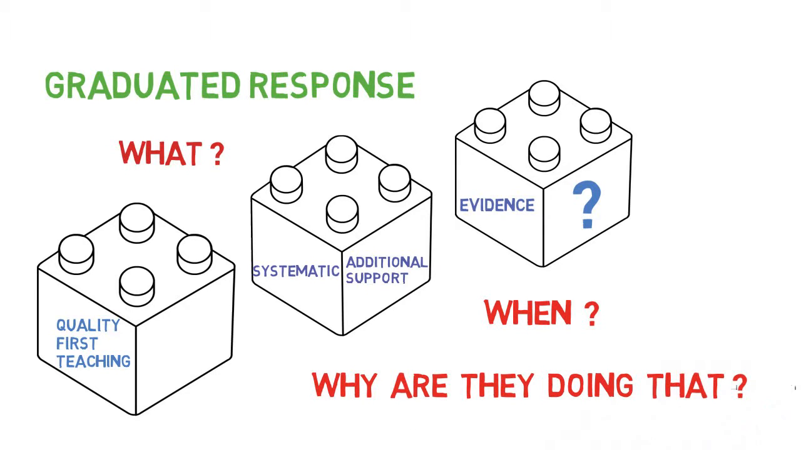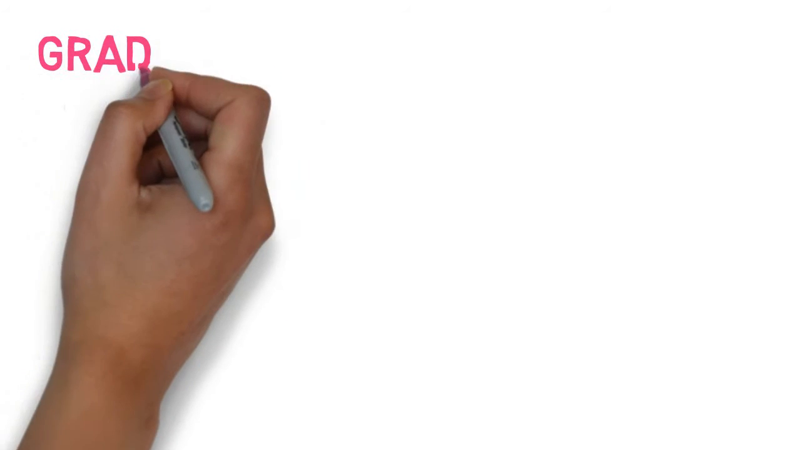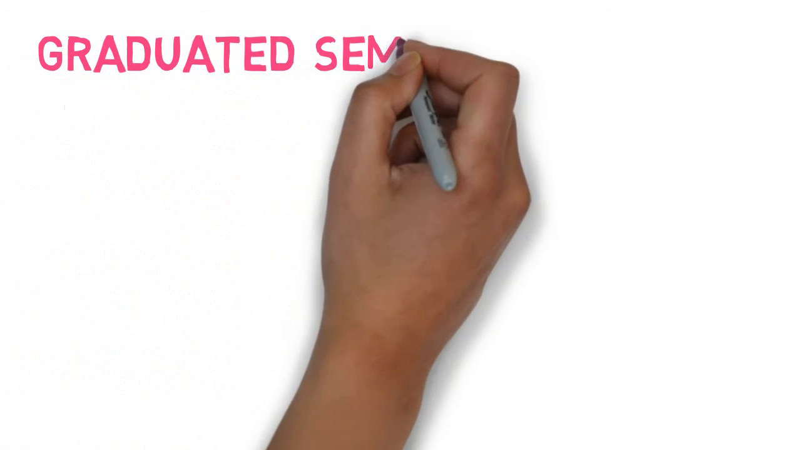So instead of just thinking about how do we manage a child who's walking out of class, for example, we also consider what is causing him to walk out of class, which could of course be down to a number of issues. Our solution is the graduated SEMH framework.